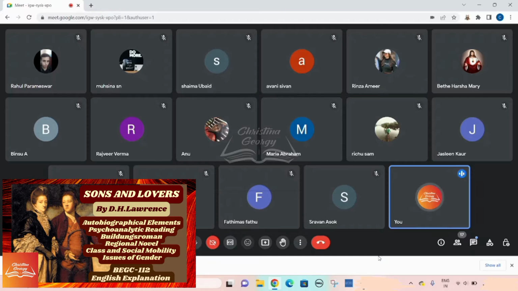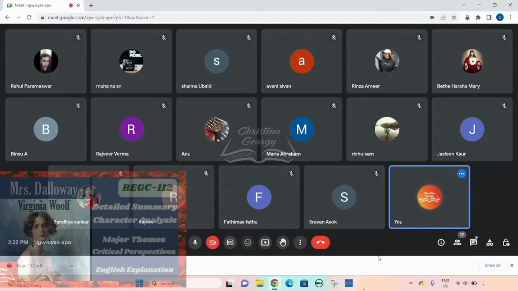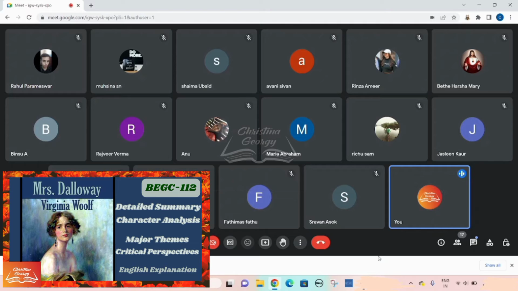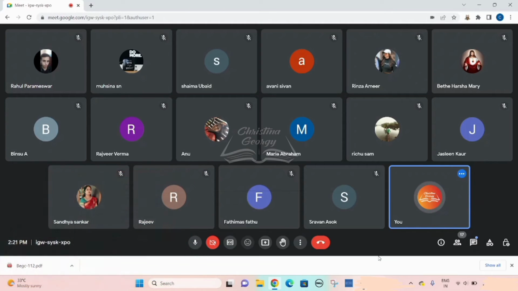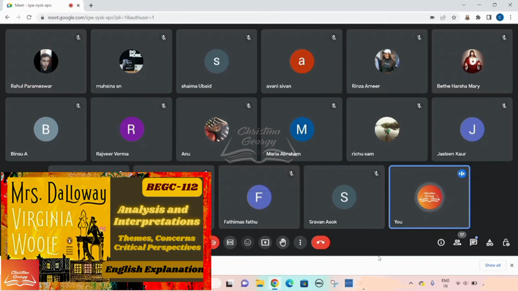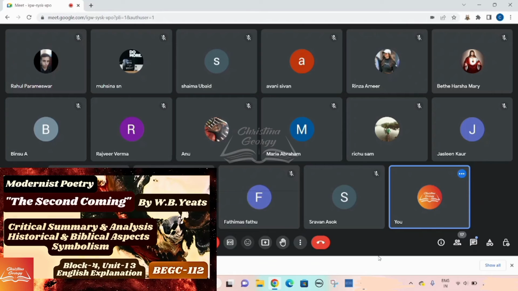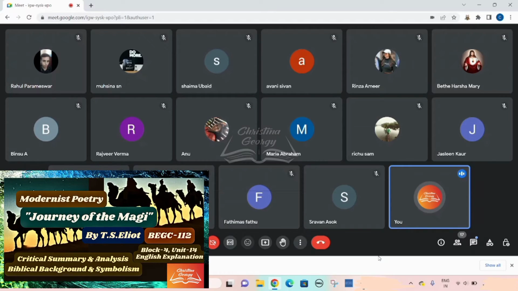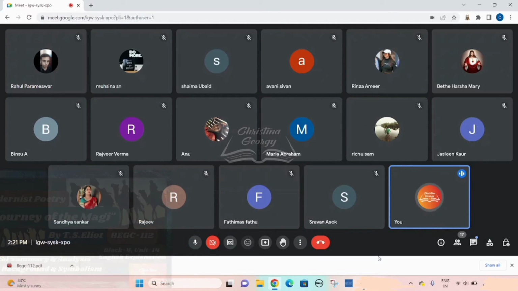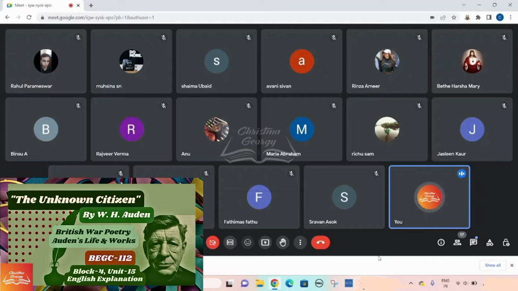Thereafter, we moved on to the stream of consciousness technique and Virginia Woolf as novelist as part of block 3. There we focused our attention towards one particular novel by Woolf titled Mrs. Dalloway. And finally, we looked into the modernist poetry written by seminal modernist poets such as W.B. Yeats, T.S. Eliot, W.H. Auden and Stephen Spender.